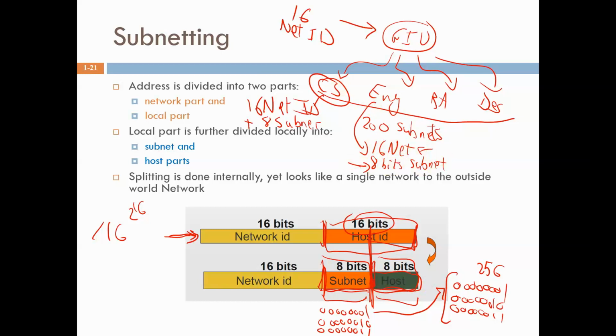Okay, all the hosts in the GIU network will have the first 16 bits in common, and the following 8 bits for the subnet will be different per subnet. Okay, and then the last 8 bits are different per host.